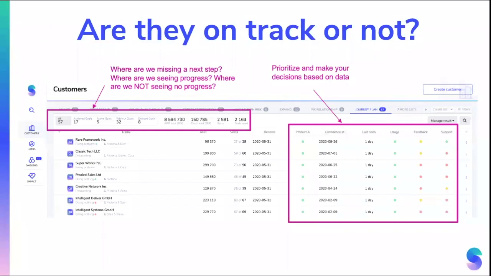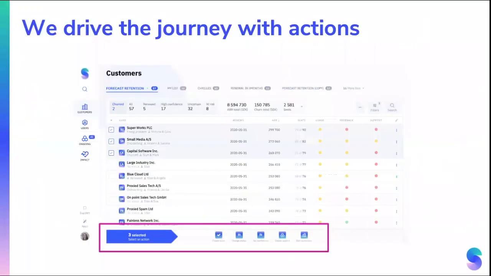But of course, having journeys and goals and planning and doing actions, we still need to keep track of: are we doing the right things here? Are we achieving goals? Are we moving forward? Or even if we do a lot of actions, they might not move forward. That's also part of driving the journey, to keep track here. And also, how do we prioritize among these different customers we have, among these different actions we want to drive?